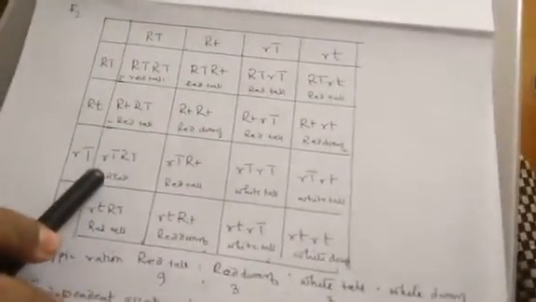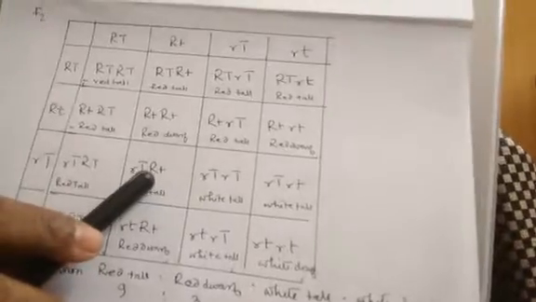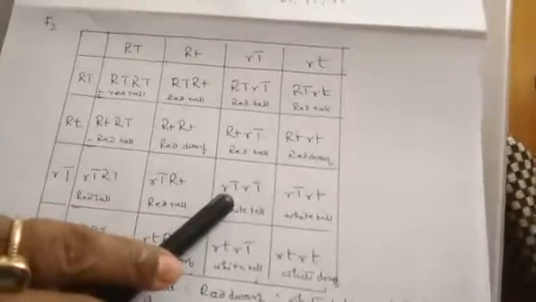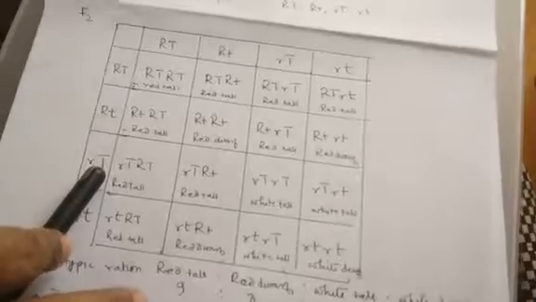Now here in the next series we find that small r capital T here and capital R capital T. So it will be red flowered tall plant. Then red flower, again red flower, since capital R capital T, so red flower tall plant. This is the white flowered tall plant, clear, since capital T is here, and here also a capital T, and here also capital T. So it will be white flowered tall plant.